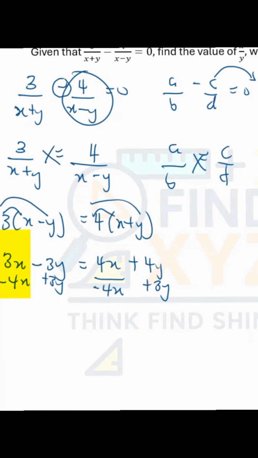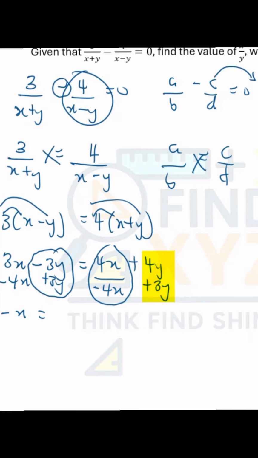So what is 3x minus 4x? That will give us negative x. Then negative 3y plus y is 0. It's off. So this term will give us 0. So negative x plus 0 is still negative x. Then this side is equal to 4x minus 4x will also go to 0. So this term is also 0. Then 4y plus 3y will give us 7y.